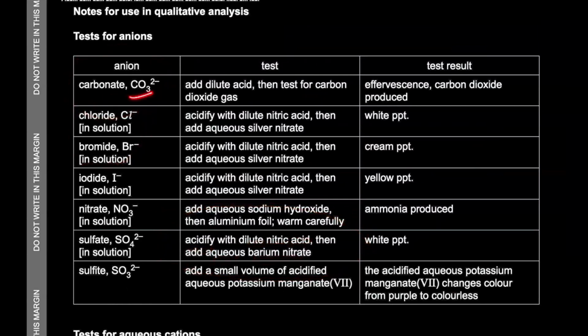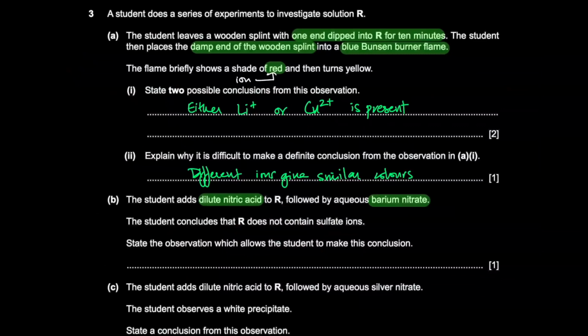अगर आपको मैंने पहले से आयन दिया हुआ है तो आसान होता है टेस्ट ढूंढना, सही है? But the other way around, if the test is given, अगर टेस्ट दिया हुआ है and finding the ion from that, okay, that's harder, okay? But dilute nitric acid followed by barium nitrate is sulfate, okay? So the student concludes that R does not contain sulfate ions. In this case, they've actually given that to you, okay, but they don't have to.